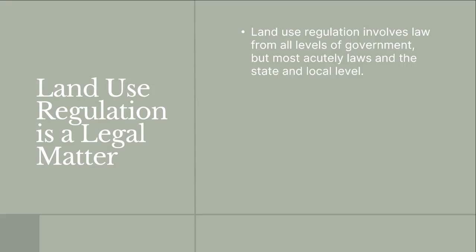So, land use regulation involves law from all levels of government, but most acutely, the laws at the state and local level are going to be the ones that are most relevant for land use, because each city is going to have their own zoning ordinances, and the state, of course, can overrule or pass laws that override the local level government. This is just how our federal system of government works, where we have different levels of government, where the higher up level, so if you're a city government, the higher up level is going to be the county and then the state, and then the state can technically be overridden by the federal government, which can pass laws that restrict the states.